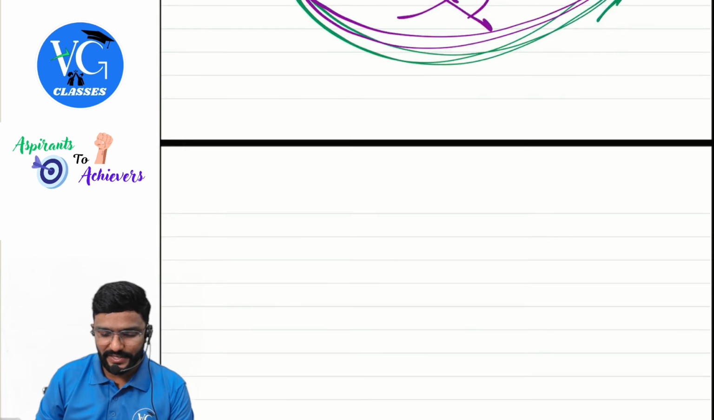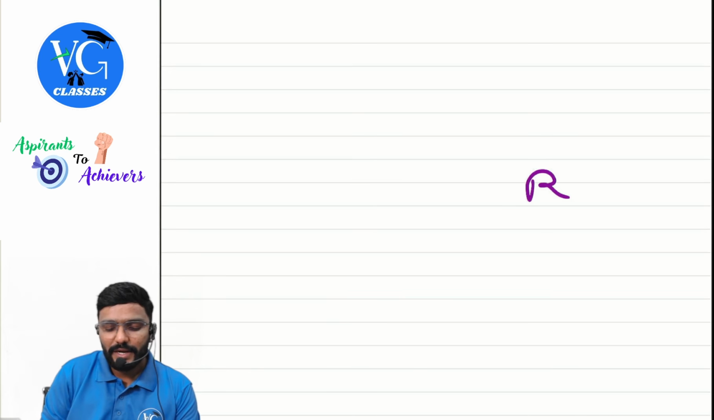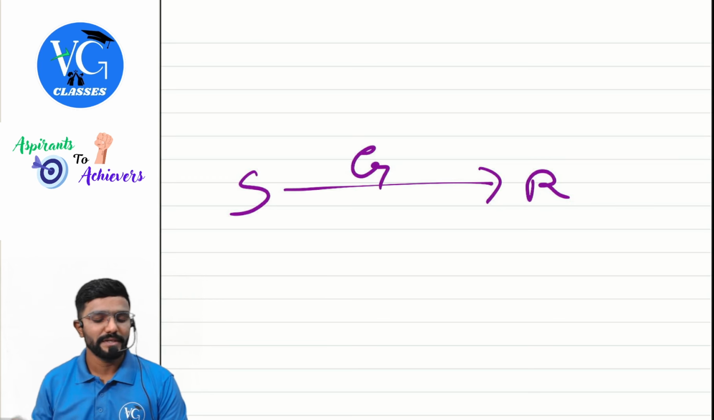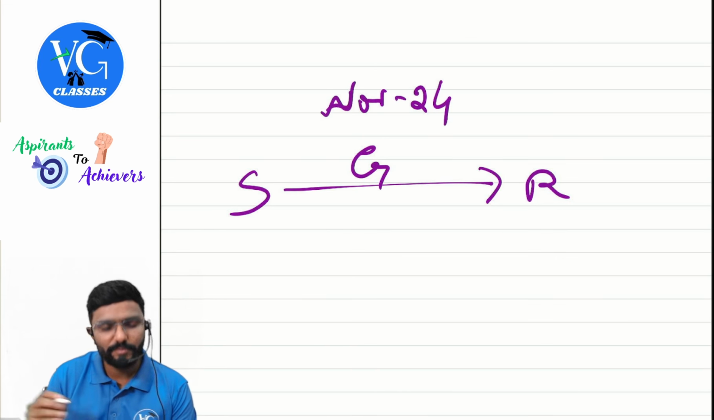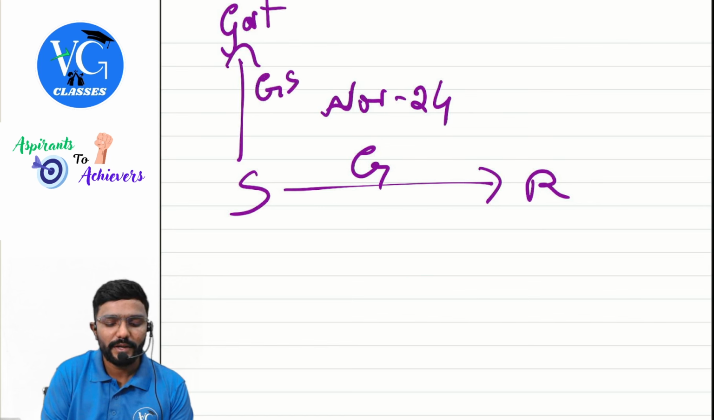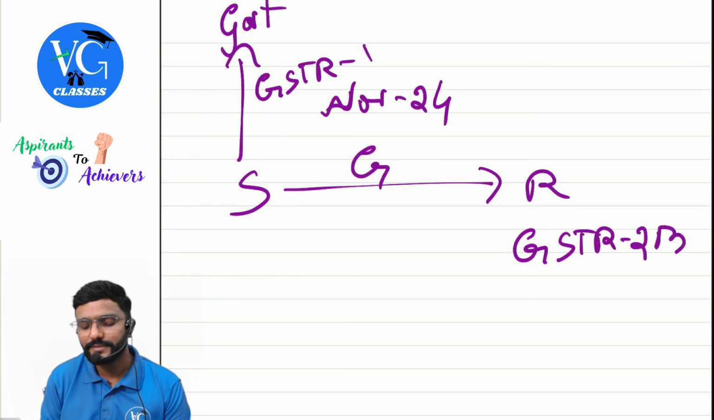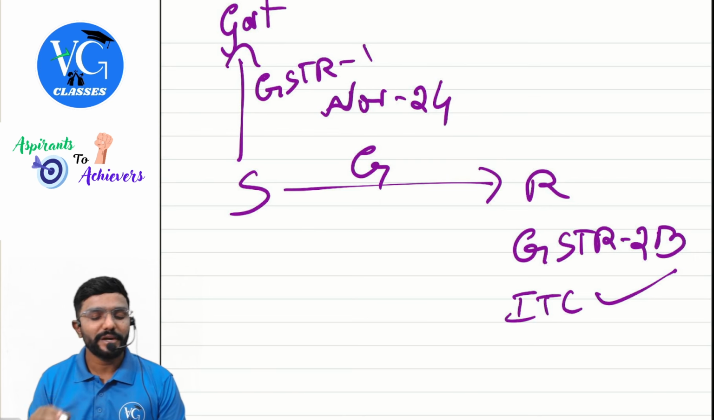Guys, let me explain this with an example because only theory will not help you. Listen, guys, now I am the recipient. I had received some goods from a supplier, for November 24. The supplier had given the details to the government in GSTR-1. Automatically it reflected to me in GSTR-2B, and I claimed the credit.